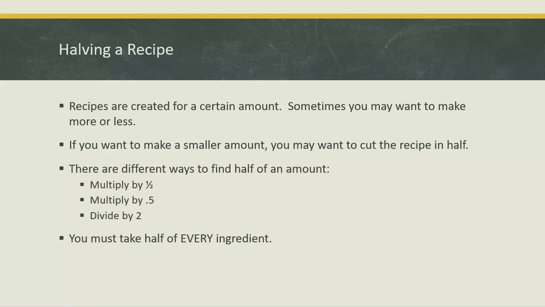There are a couple different ways that you can find half of an amount. You can multiply by the fraction, 1 over 2. You can multiply by the decimal, 0.5, or you can divide by 2. The important thing to remember is that in a recipe, you must take half of every ingredient.